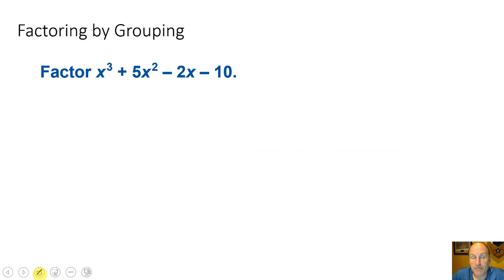Let's look at an example of factoring by grouping, which we're going to want to do whenever we have 4 or more terms. We want to look at that as a possibility. First, look for a greatest common factor. Well, there isn't any in all 4 of these terms, but if we take any 2 of them, for example, the first 2 and the last 2, and then try to group them, we can find a common factor.